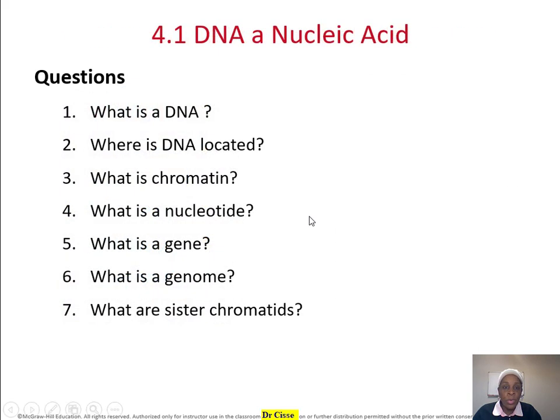Now, let's review the question. What is DNA made of? Nucleotide. DNA is a nucleic acid, right? So where is it located? In the nucleus. What is chromatin? It is the structure of DNA when the cell is not dividing, when things are not organized. What is the nucleotide? In our case, it's like the bead. It's the piece, right? So many nucleotides make what? The DNA. What is the gene?